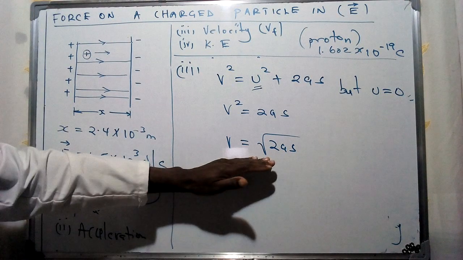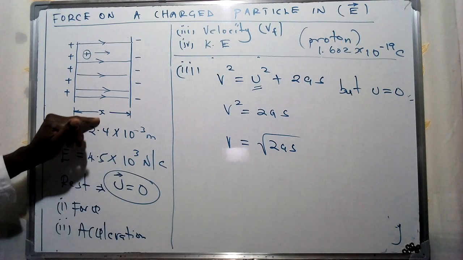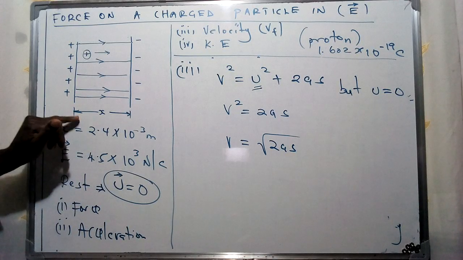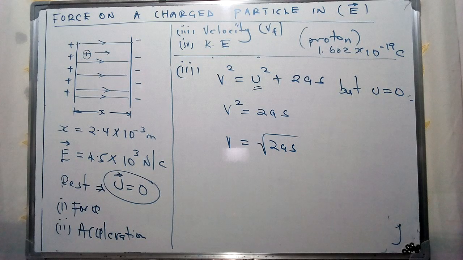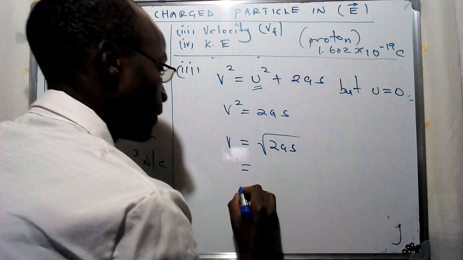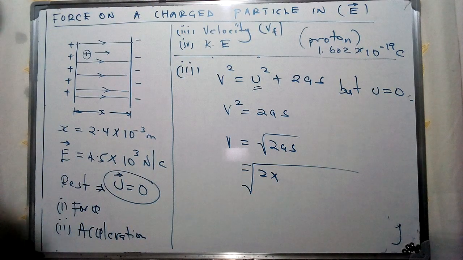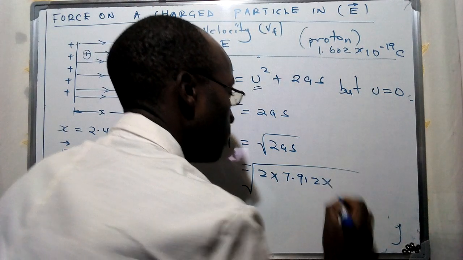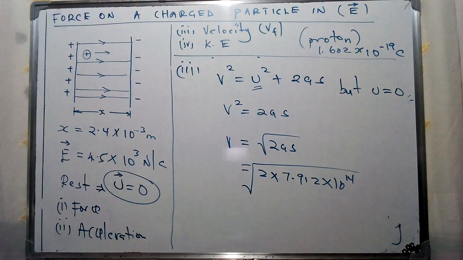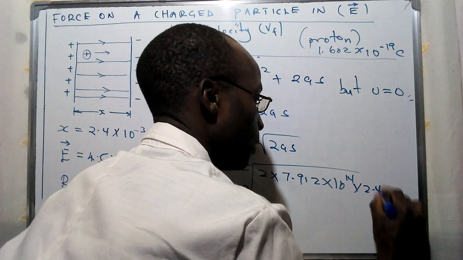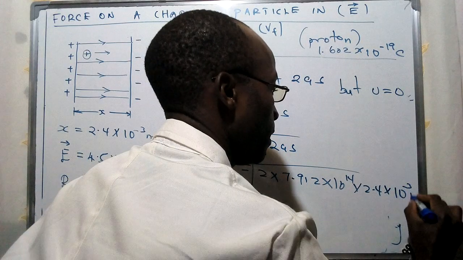Having found the quantity for acceleration, we're going to consider this, and the displacement we have been given between the positive and negative plate as a quantity x. So we are going to do a direct substitution and find the positive root of 2 times the acceleration, which for us was 7.912 times 10 to the power 14, and then times 2.4 times 10 negative 3 meters.